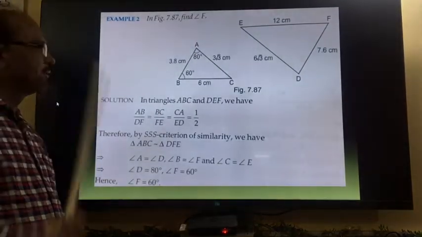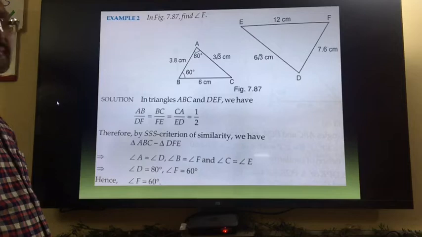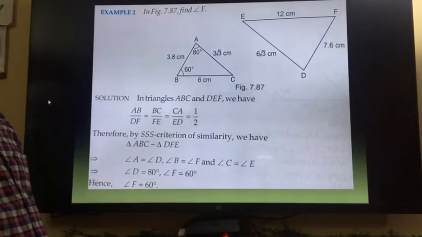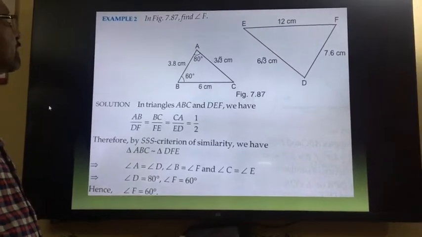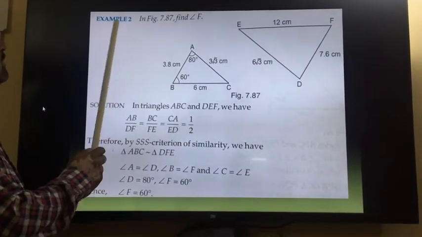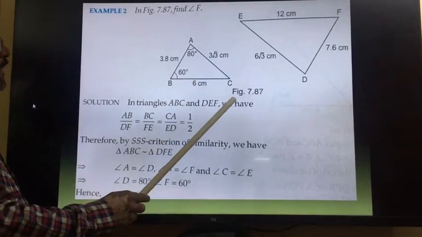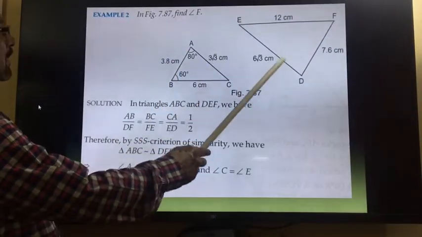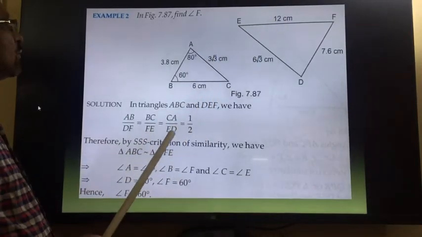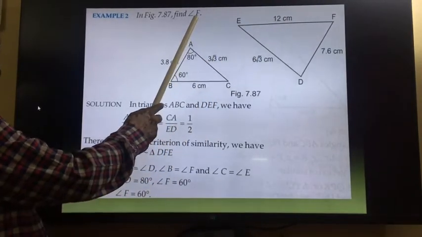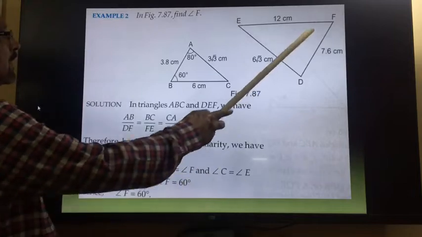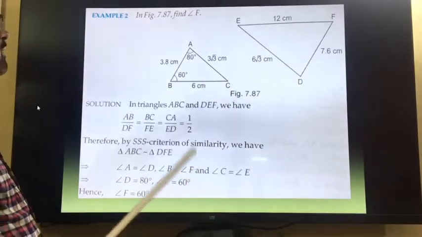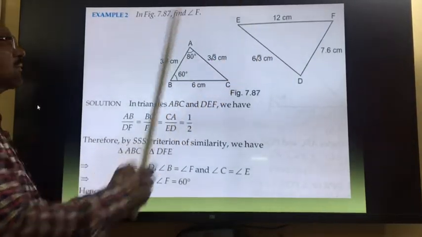This example is very easy, and in this you will learn how to apply these theorems and similarity criteria. There are two triangles given in this example, figure 7.87. One triangle is ABC, another triangle is DEF. In these two triangles, we have to find out what is the value of angle F. This is the question.